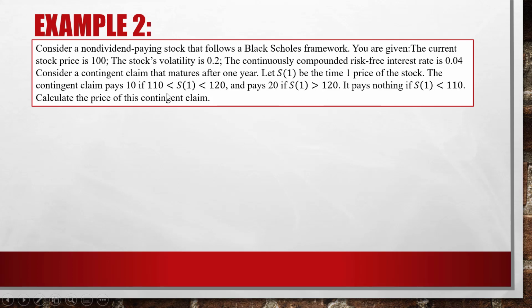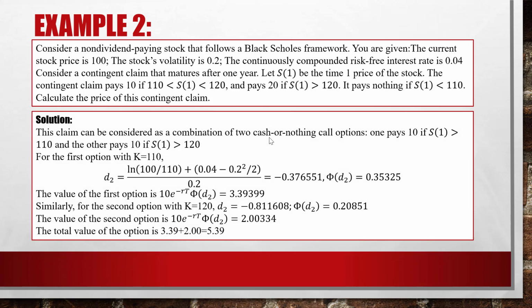If the stock price falls between 110 and 120, the first option pays 10, but the second option pays nothing. So we still have to pay 10. If the stock price is greater than 120, the first option has to pay 10, and the second option has to pay 10. So we have to pay 20. See that? So that's the idea. This claim can be considered as a combination of two cash-or-nothing call options. One pays 10 if S1 is greater than 110, and the other pays 10 if S1 is greater than 120. So now we calculate the value of each of these two options and then add them up.